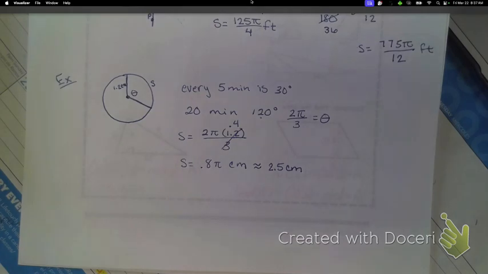Why is it 1.2? What do you want over 1.2? Or what do you have 1.2? It's R. That's R.